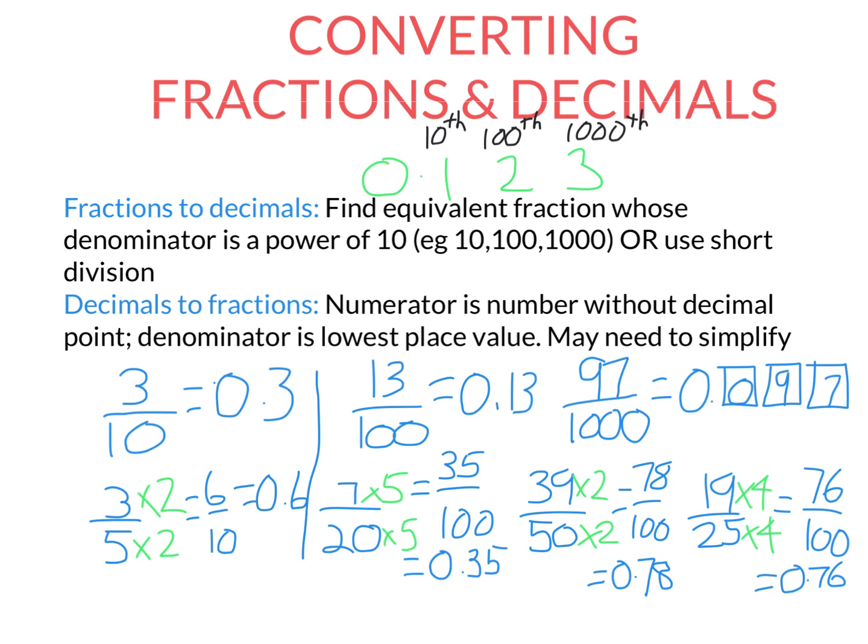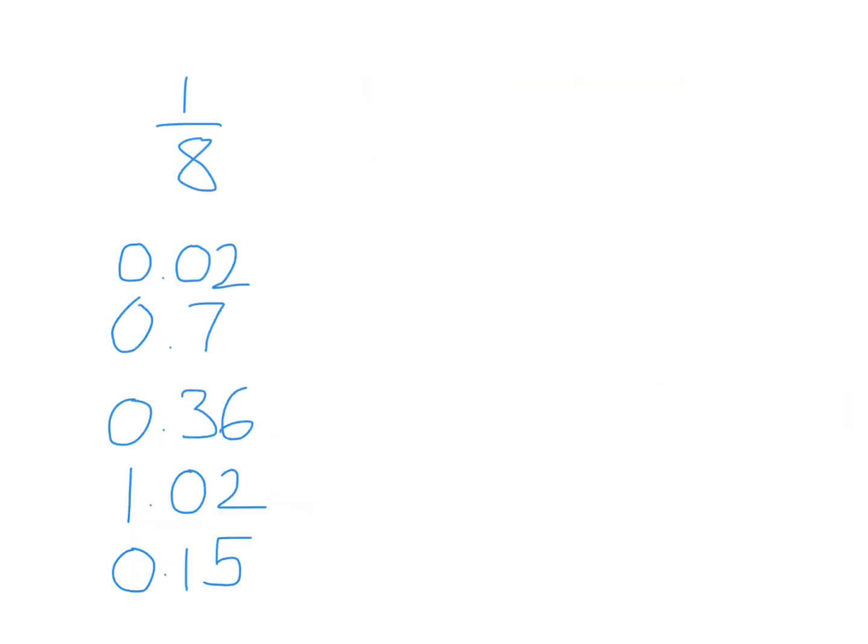So this method will work most of the time, but there are some times where short division will be preferable. So let's look at an example of that. Let's say I want to make 1/8 into a decimal. The thing is, it can be hard to figure out which power of 10 is divisible by 8. It turns out to be 1,000, but that's not immediately obvious. It's also not obvious without a calculator. What do you times by 8 to get 1,000?